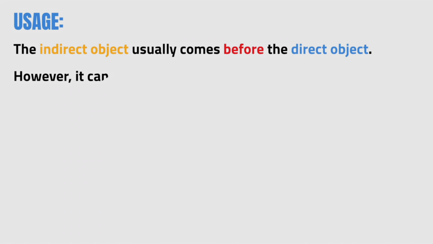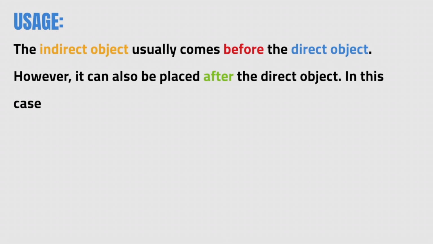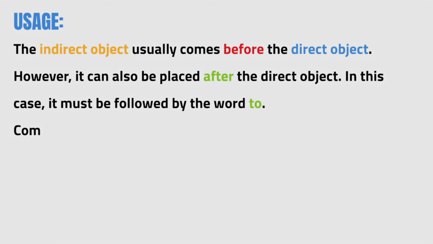The indirect object usually comes before the direct object. However, it can also be placed after the direct object. In this case, it must be followed by the word to. Compare.